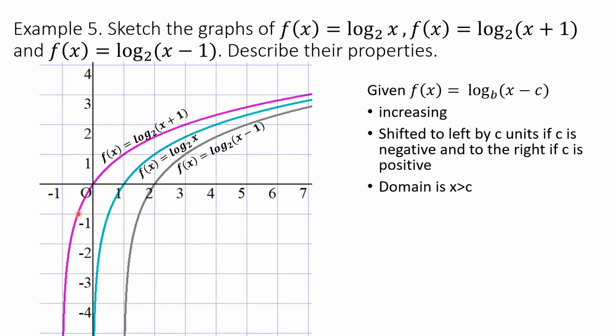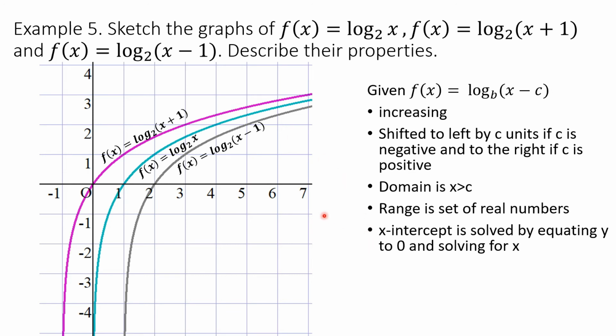And for the gray curve, since the value of c is positive 1, the domain is x greater than positive 1. So it cannot be positive 1 nor numbers to the left of positive 1. That includes numbers between 0 and 1, 0, and all negative numbers. So that's why in a table of values, we do not have positive 1 as an x value. Then the range is still the set of real numbers because y values of the points on these curves can be negative, 0, or positive.